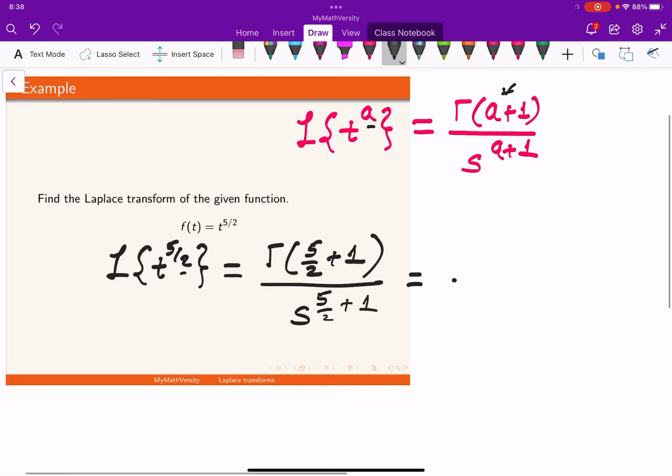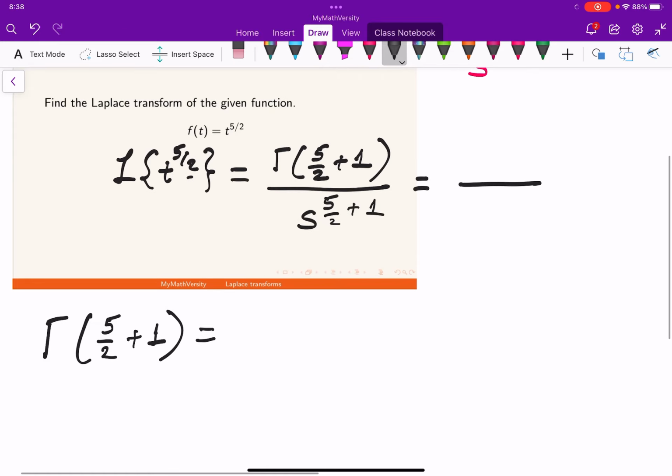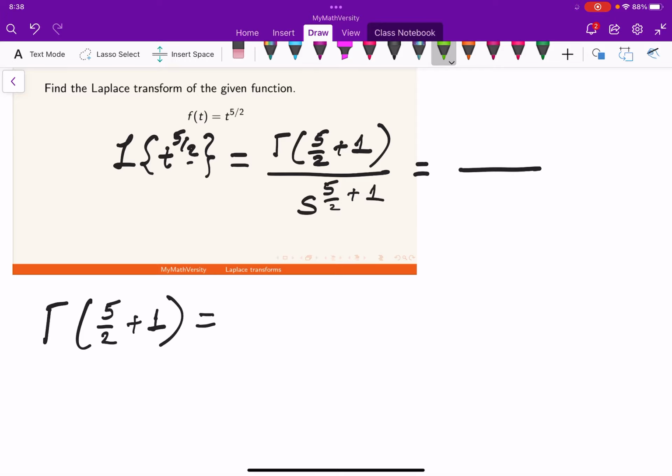But if you want to figure out what gamma of 5/2 plus 1 is, we'll work on that. To look into that, we need to know some of the properties of the gamma function. One of them is, if you have gamma of n plus 1, this should be equal to n times gamma of n. That's the reduction property of the gamma function. And there is another property that will be useful, the value of gamma of 1/2, which is square root of pi. Now we use these two properties to figure out gamma of 5/2 plus 1.